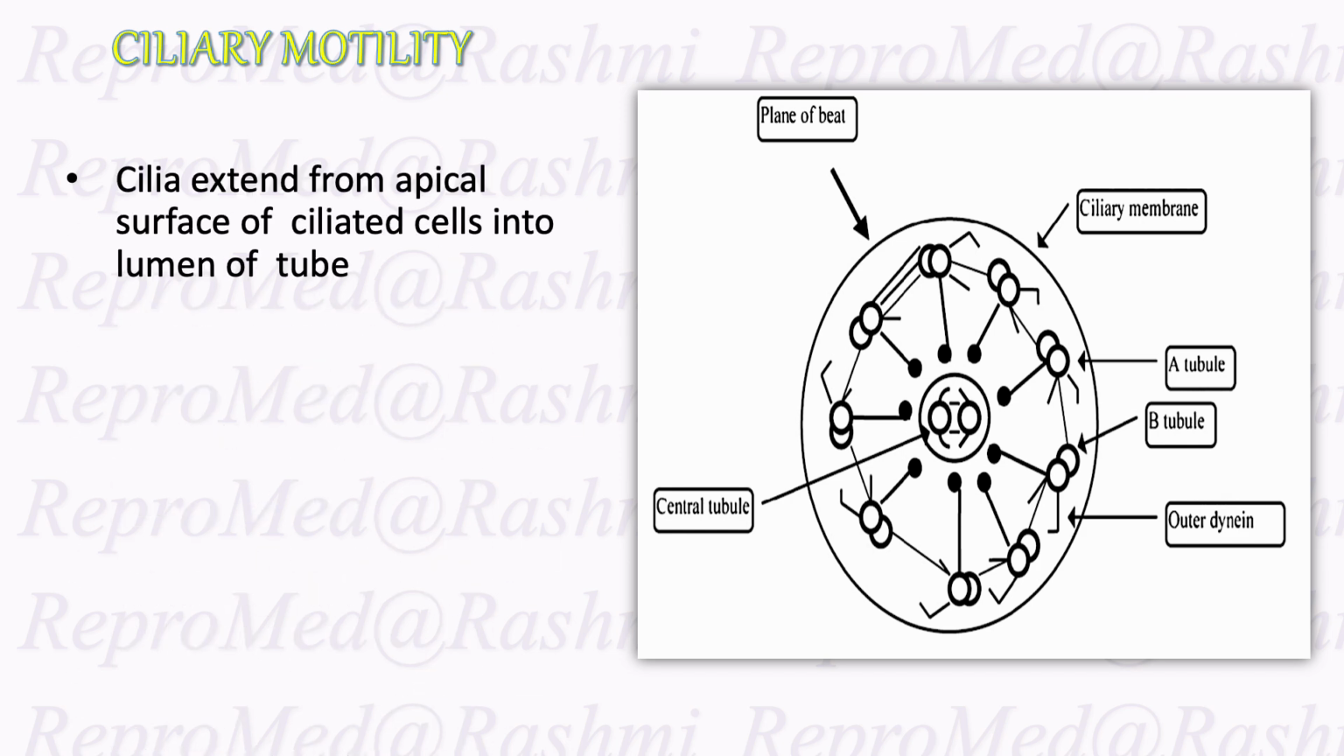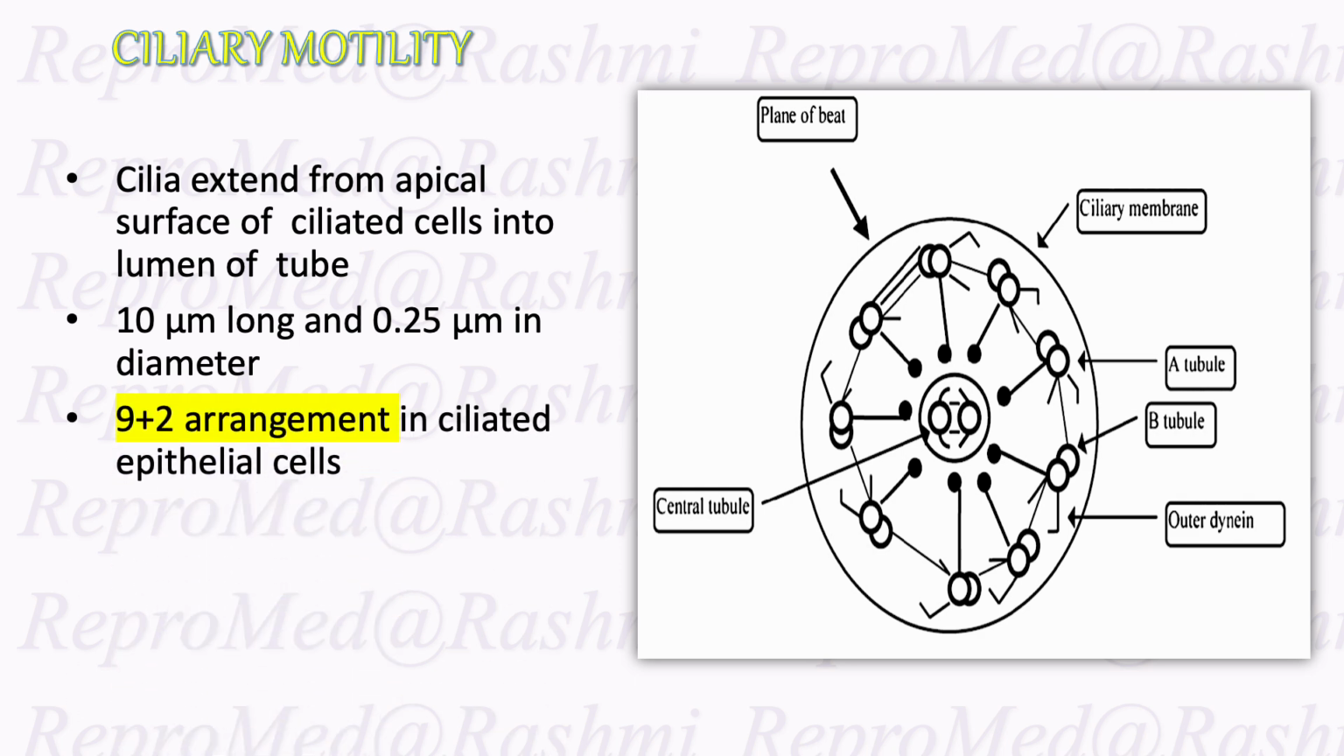Ciliary motility. Cilia extend from the apical surface of ciliated cells into the lumen of the tube. They are approximately 10 micrometers long and 0.25 micrometers in diameter. There is a 9+2 arrangement in ciliated epithelial cells, while a 9+0 arrangement in secretory cells. We all know that whenever there is motility in any cell, that has a 9+2 arrangement.